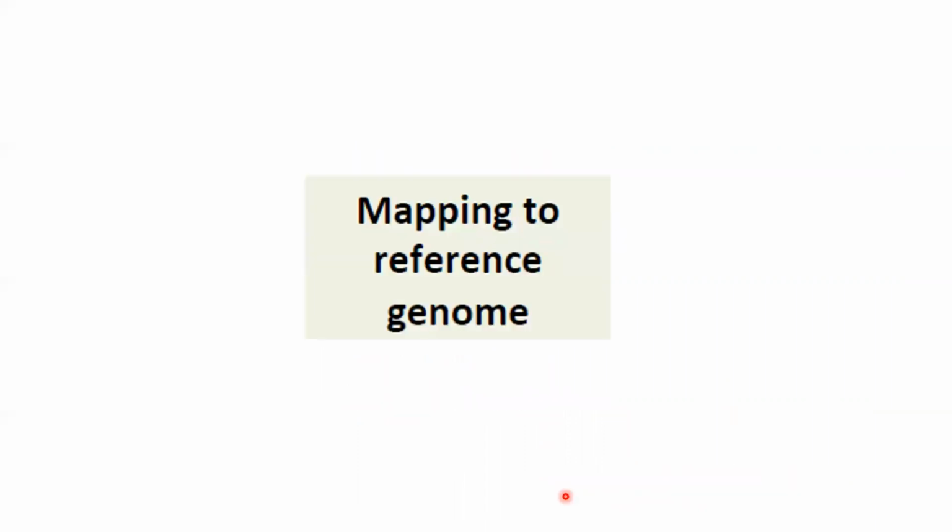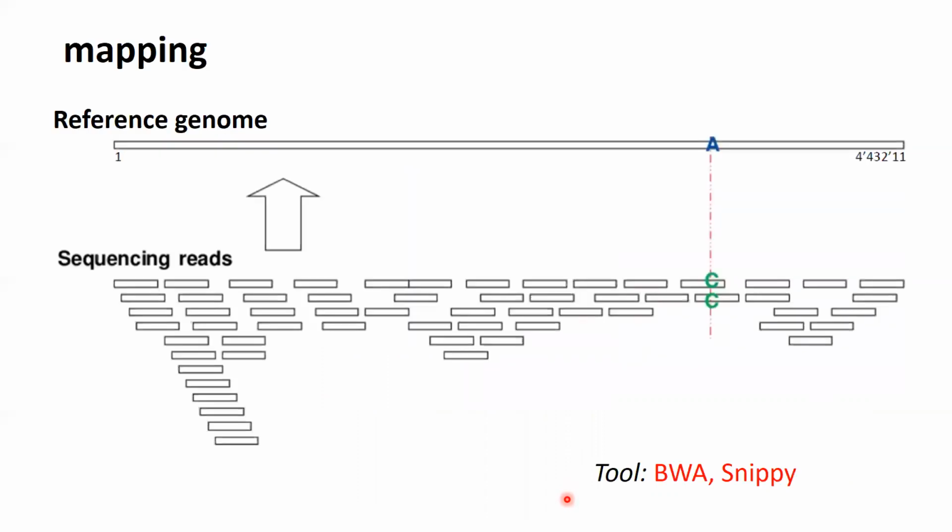So once we are happy with the quality of our reads, we are ready to align them to a reference genome. That is called mapping. Mapping is the process of finding a location for each and every read in the genome with respect to a reference genome, which is what I illustrated here. The tool you will be using for mapping is BWA, which is inside SNP.